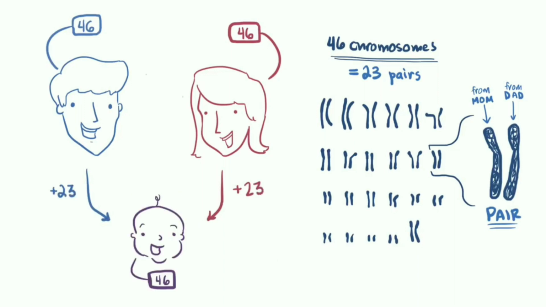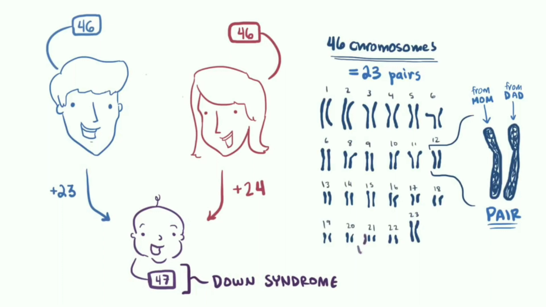Right, 50-50. Now what if someone contributes one too many, say dad contributes 23 and mom contributes 24, is that possible? Yes, and it is the basis of one of the most common chromosomal disorders, Down syndrome. Someone with Down syndrome has 47 chromosomes instead of 46. Specifically, they have an extra copy of chromosome 21, so instead of 2, they have 3. So Down syndrome, also known as trisomy 21, in other words 3 chromosome 21s.